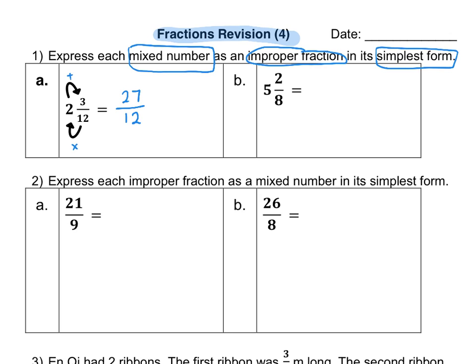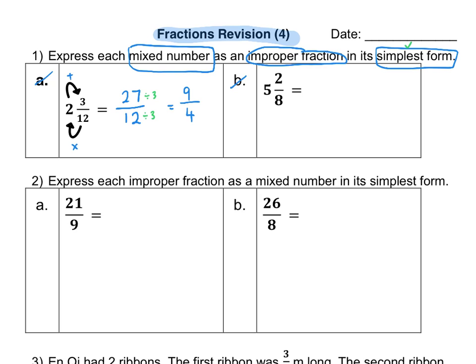Next, do not forget to express it in the simplest form. 27 and 12 can be divided by the same number. We start from 2. Can they both be divided by 2? No. Can they both be divided by 3? Yes. So 27 divided by 3 is 9. 12 divided by 3 is 4. Can these two numbers be further divided by the same number? No. So this is the answer for 1A, 9 quarters.